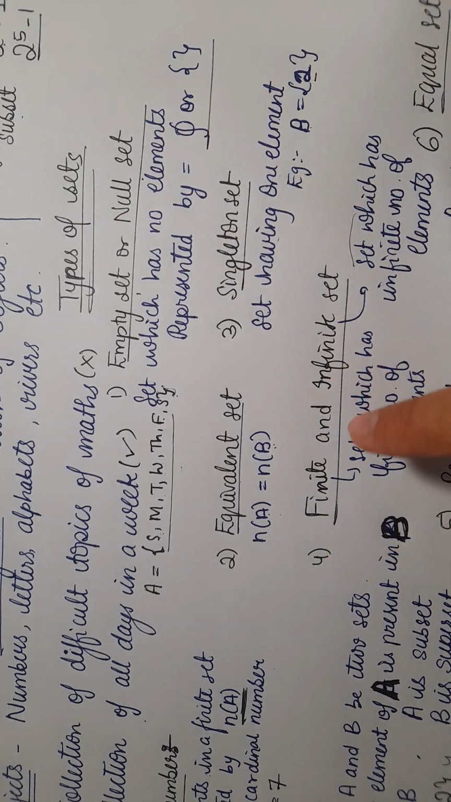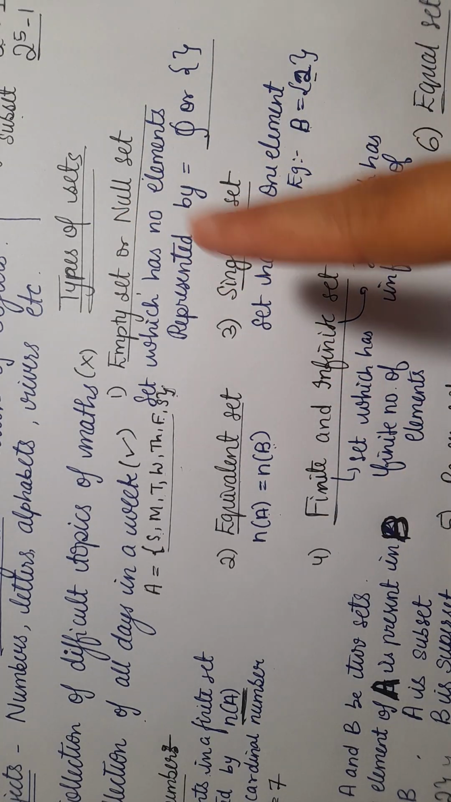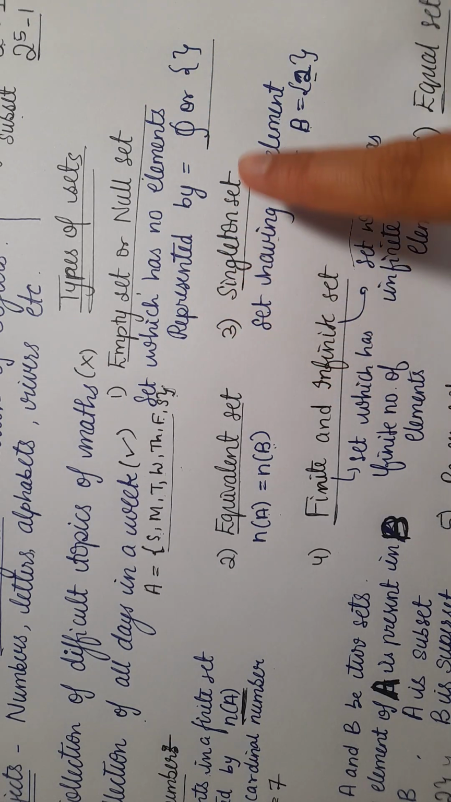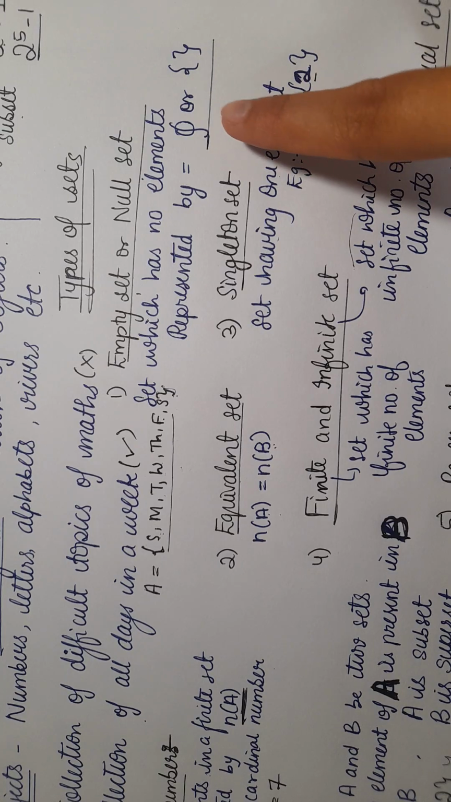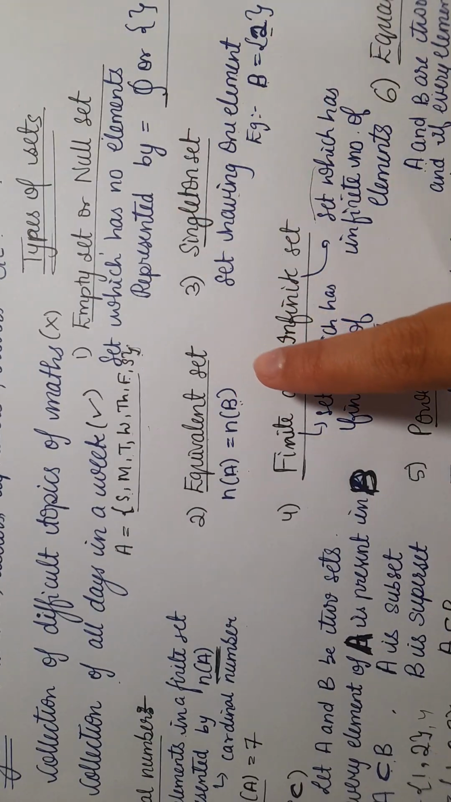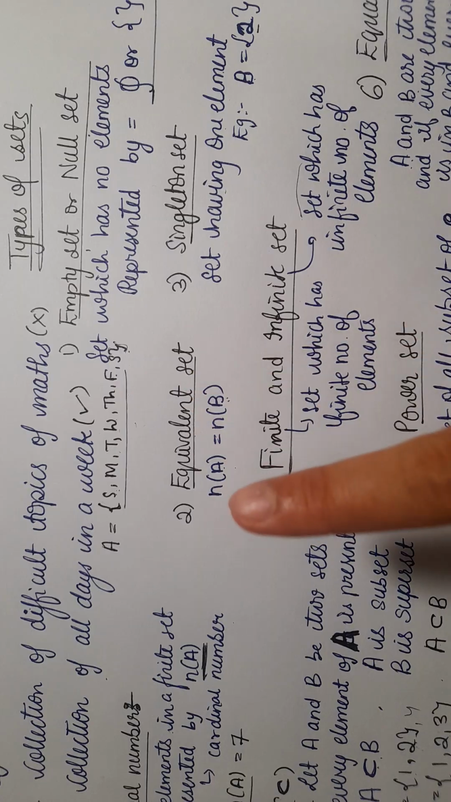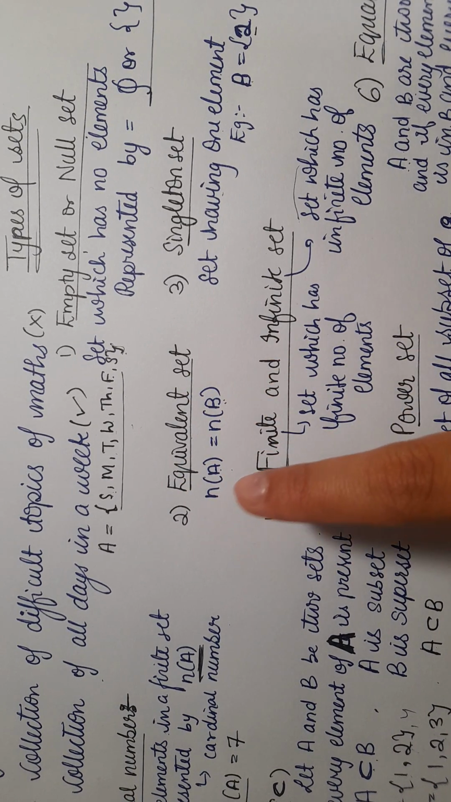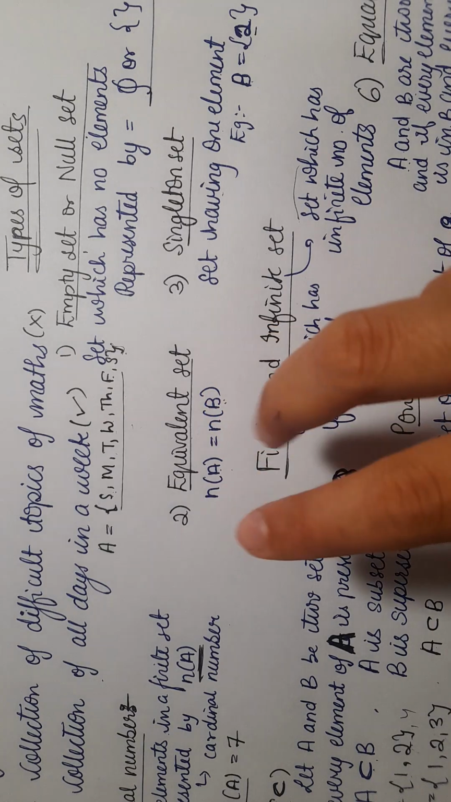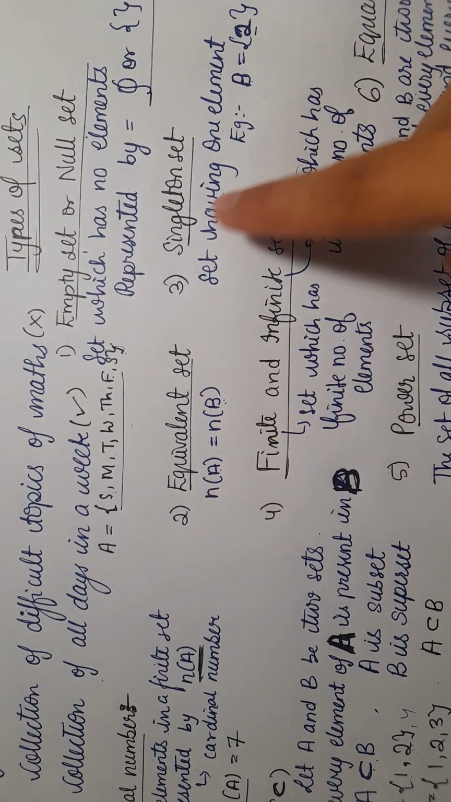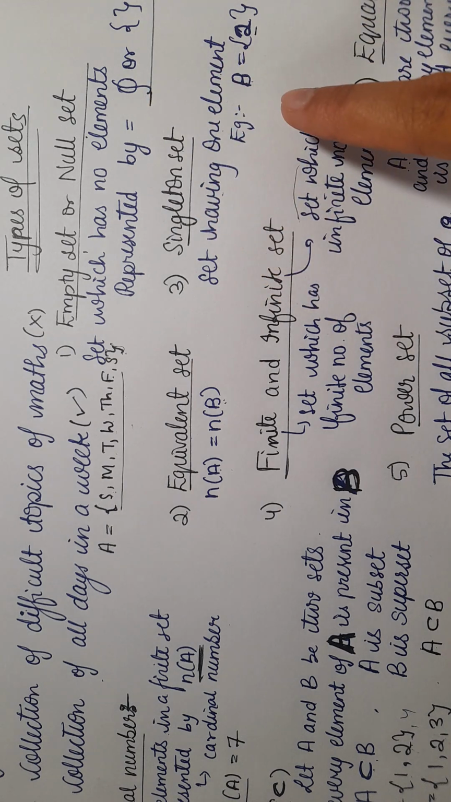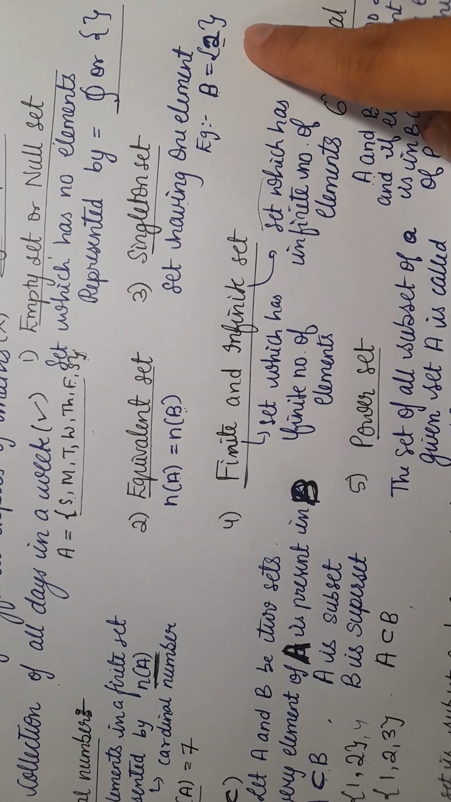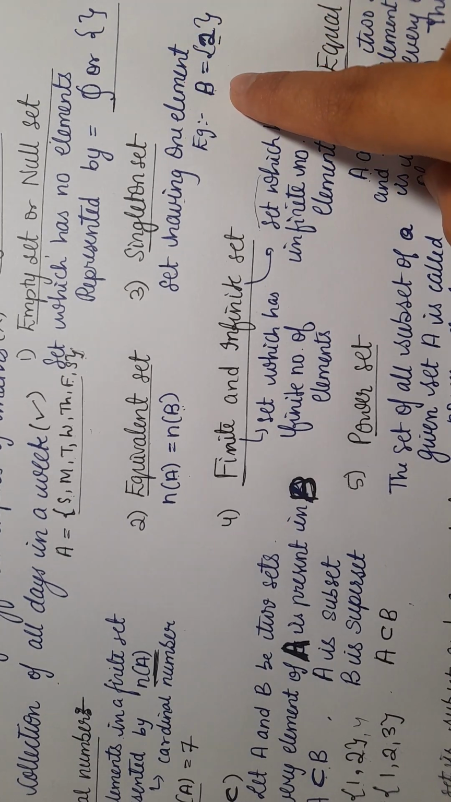Types of set. There are 6 types of set. The first one is the empty set or the null set. The set which has no elements is called the empty set, and it is represented by phi or empty brackets. Now the second one is equivalent set. If the number of elements of A is equal to the number of elements of B, then n of A is equal to n of B. These two are equivalent sets. Singleton set is the set which has only one element. Suppose this set B has only one element, that is 2. So it is a singleton set.